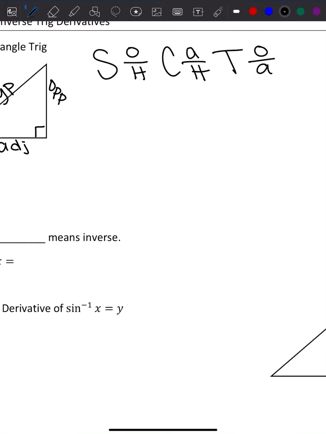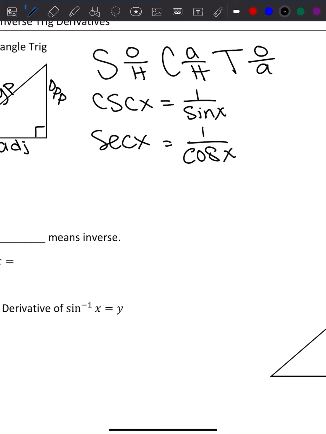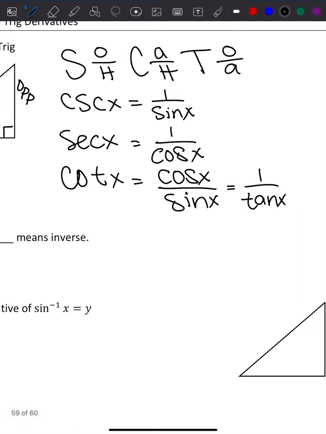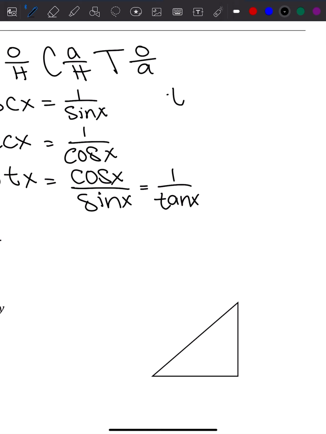The other thing that we need to remind ourselves of is reciprocal trig. So cosecant is the same thing as 1 over sine. Secant is the same thing as 1 over cosine. And cotangent is the same thing as cosine over sine, or 1 over tangent. Tangent being sine over cosine isn't a horrible thing to know either.